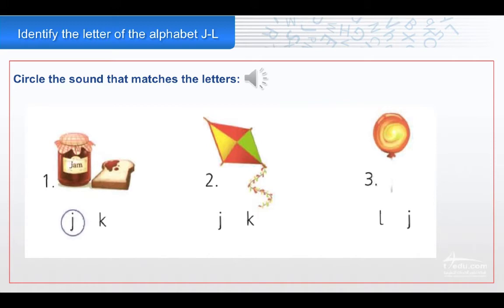1. Jam. Jam. 2. Kite. Kite. Number 2. She said kite. Where is K? That's right, here is K.